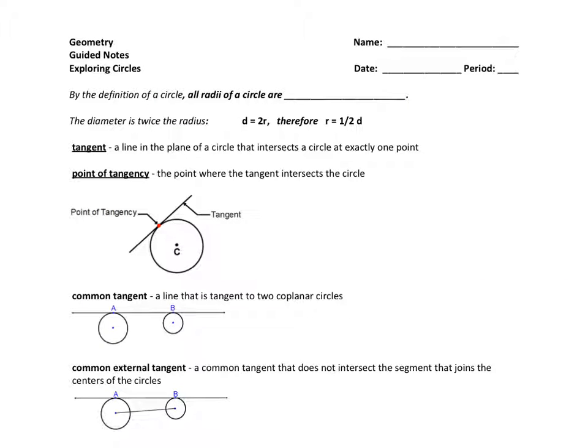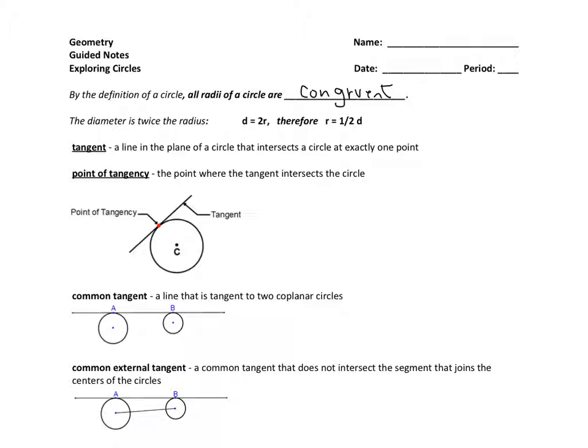So again, just to continue on this radius thing, like we said, all radii of a circle are congruent. They're all the same. And the diameter is 2 times the radius, or the radius is half the diameter.